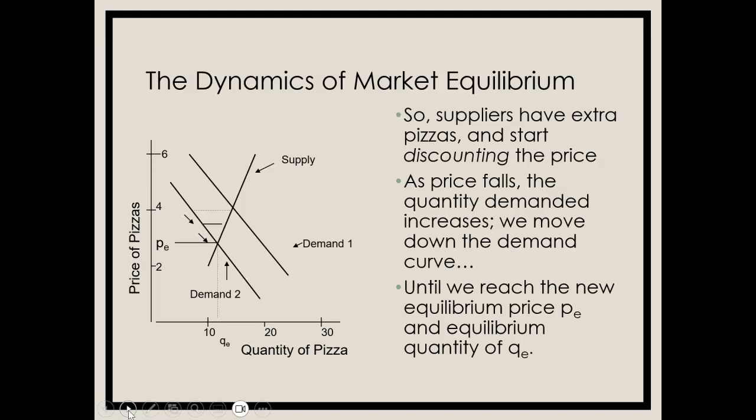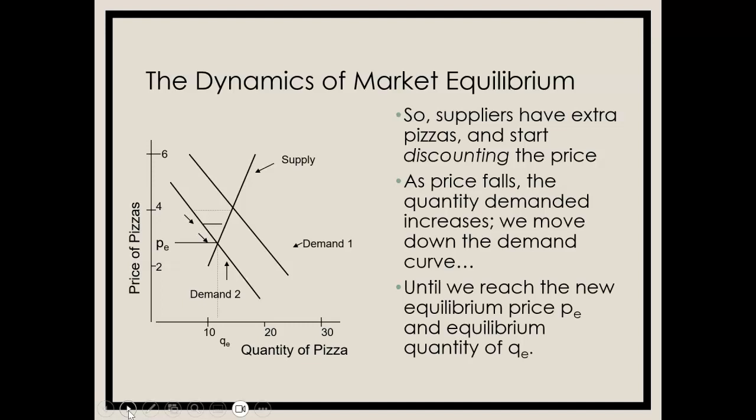So maybe they give out coupons, or they put a sign in the window that says, buy one, get one 50% off. I mean, we've all seen this. It's some way that sellers of a product try to get rid of their excess supply. So what they're effectively doing by discounting the price is cutting the price of pizza. As the price falls, the quantity demanded will increase. Remember, downward sloping demand curve. So effectively, the suppliers are cutting the price, and we're moving down our demand curve, just like the arrows show there, until we get to the new equilibrium price at about $3.